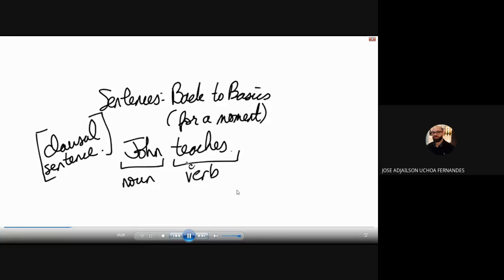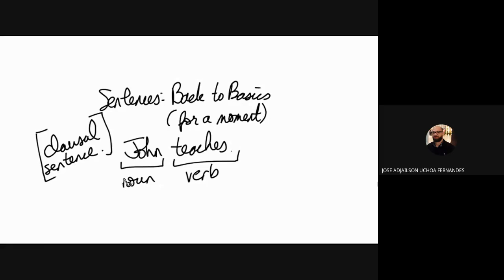Very short sentences like ouch, which are not what we're talking about. So, John teaches. What is John? What does this noun actually do? Well, it is the subject, right? Nouns can do lots of things in sentences. They can be the objects or they can be the subjects. In this case, this noun is the subject, right? Now, what is this verb doing? Well, this verb is acting as the predicate.